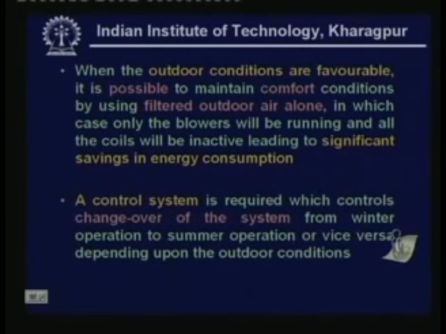Normally a control system is used in an all year air conditioning system to control the changeover. Changeover means you have to change over the system from winter operation to summer operation or vice versa, depending upon the outdoor conditions. So, a control system will be sensing the outdoor conditions, and depending upon them it keeps either the summer air conditioning system on or the winter air conditioning system on. So, this is all about an all year air conditioning system.